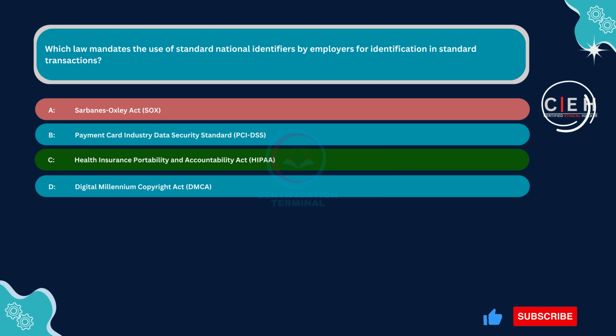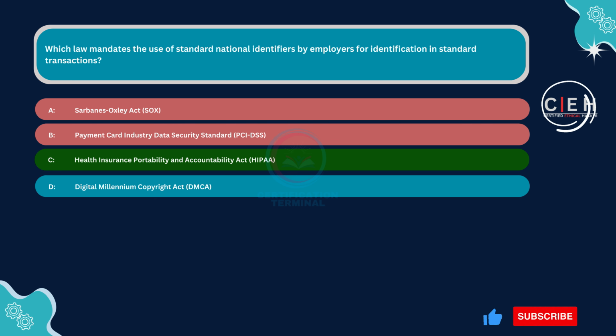Option A, SOX, Sarbanes-Oxley Act, is incorrect. SOX primarily focuses on financial reporting and corporate governance requirements for publicly traded companies in the United States. It does not specifically mandate the use of standard national identifiers by employers for identification in standard transactions.